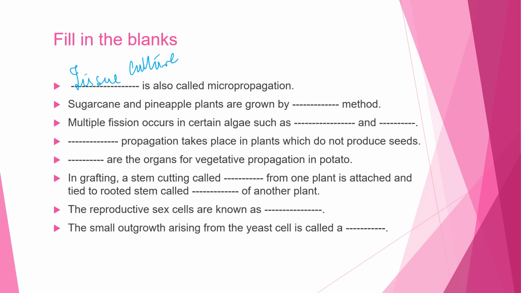Now sugarcane and pineapple plants are grown by dash method. They are grown by the stem cutting method. Multiple fission occurs in certain algae such as chlorella and chlamydomonas. Okay, is it clear?